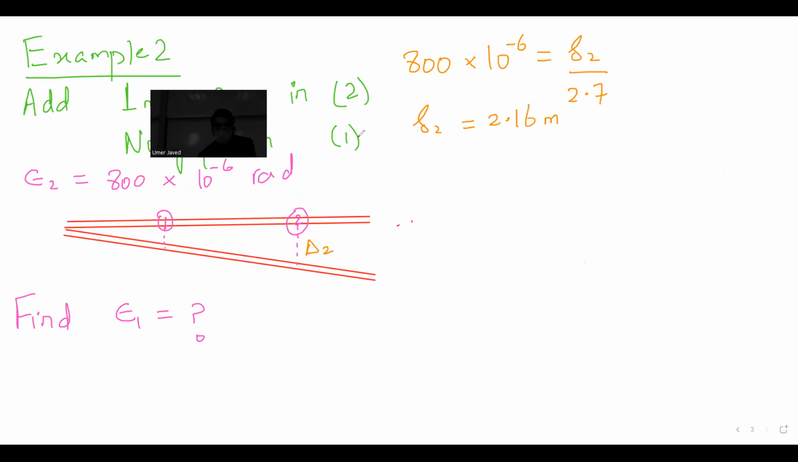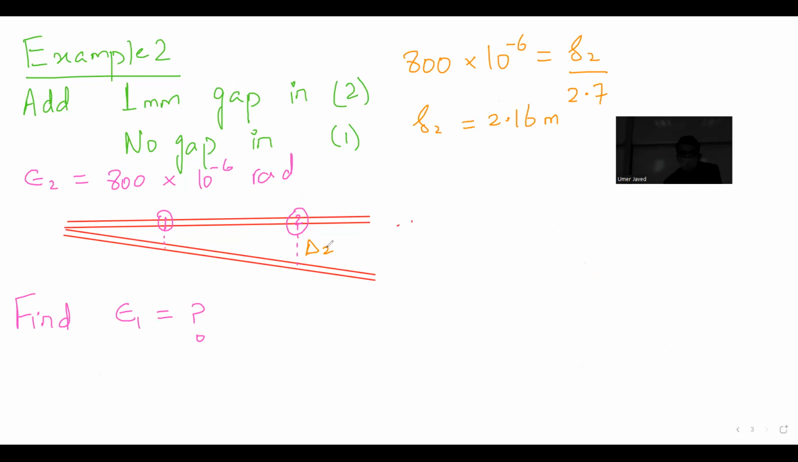But now I will write that this fall will be 2.16 millimeter plus 1 millimeter, because the strain happens once it has fallen 1 millimeter because of the play. That's the tricky part in this problem. That is 3 point something. So why don't you help me with delta 1 now?